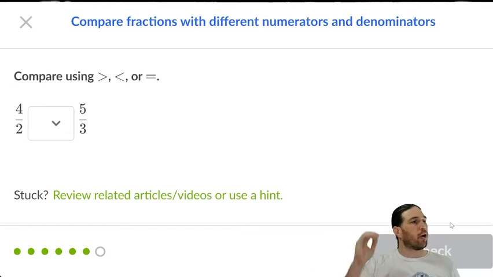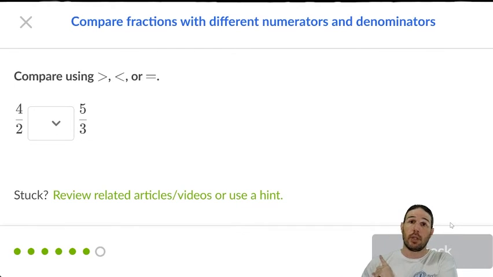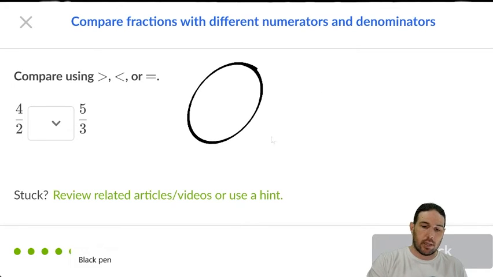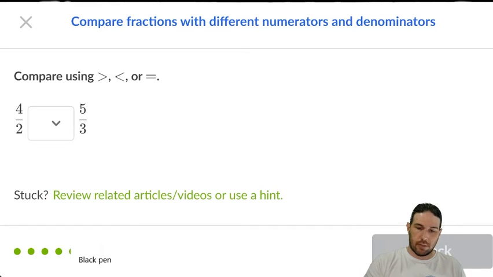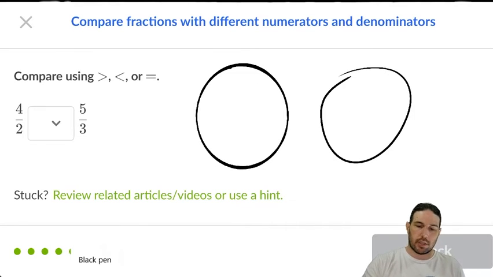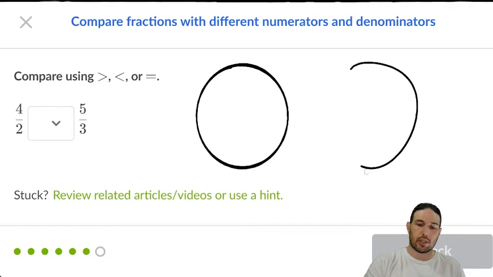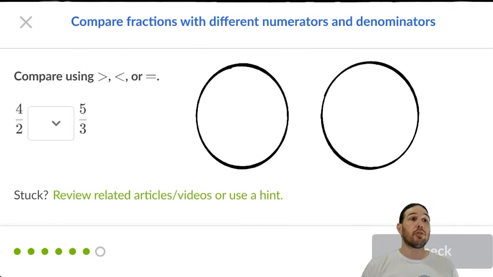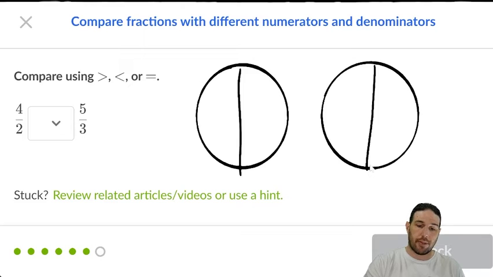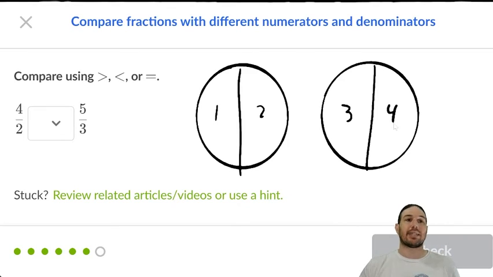Last question, 4/2 and 5/3. This is a really good one to end on because they're both greater than 1. But 4/2, you might recognize, is 2, right? If I have 2 circles, boy, I am just failing so hard at making circles today. If I've got 2 circles and they're each cut into 2, right? They're each cut in half. Then 4 halves, 1, 2, 3, 4, would be exactly 2.